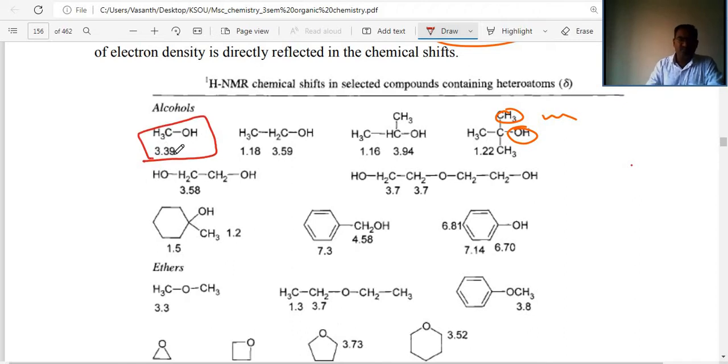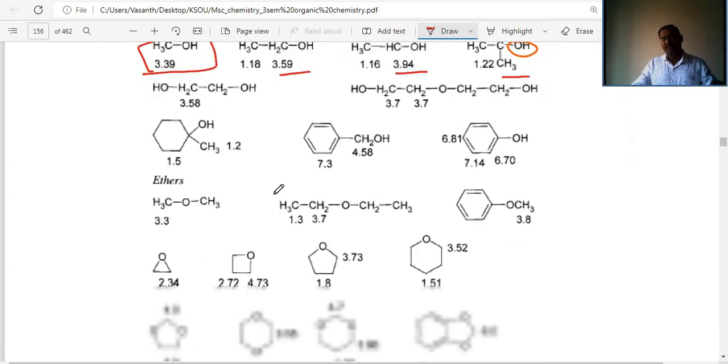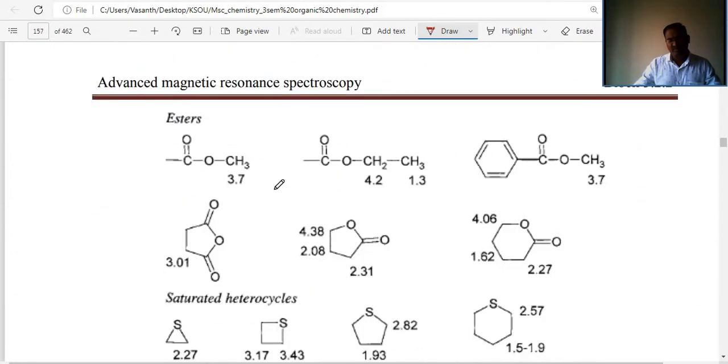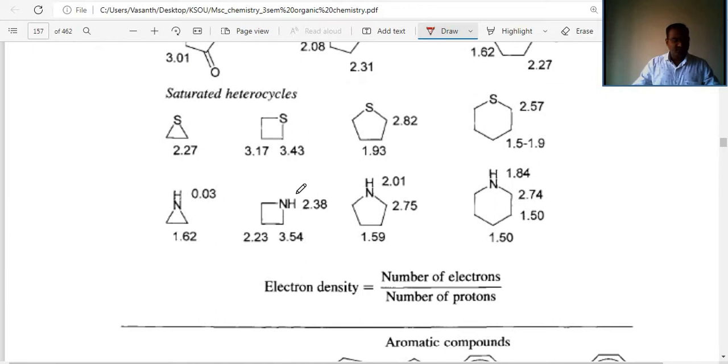For the alcohol molecule, what is the chemical shift? Here it is 3.39. Then ethyl alcohol, isopropyl alcohol, tertiary butyl alcohol. These are all the NMR chemical shifts in selected organic compounds. Saturated heterocyclics are also mentioned here: sulfur based, nitrogen based, oxygen based.